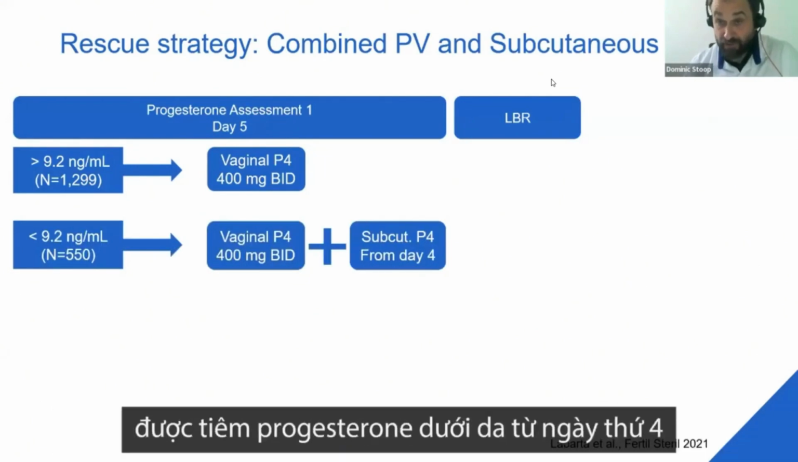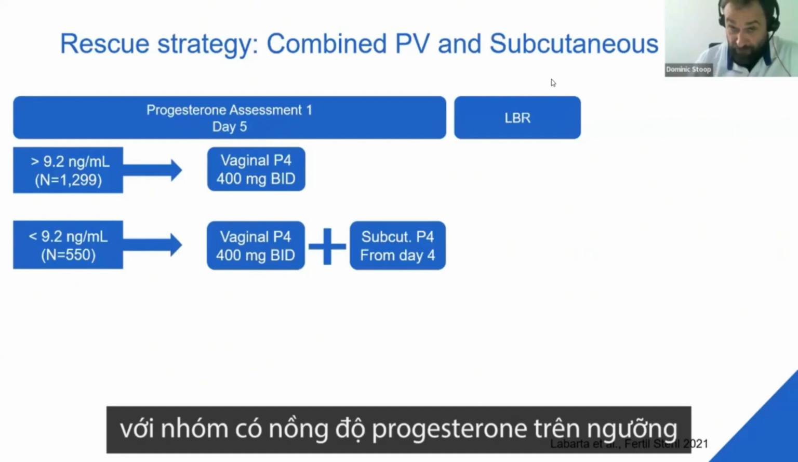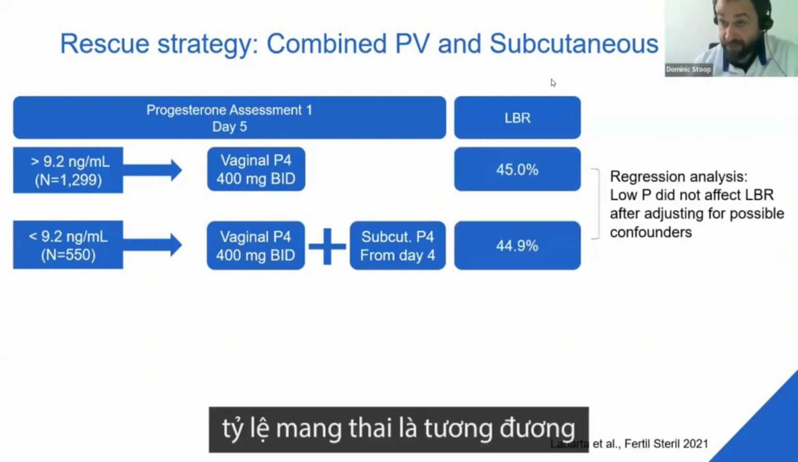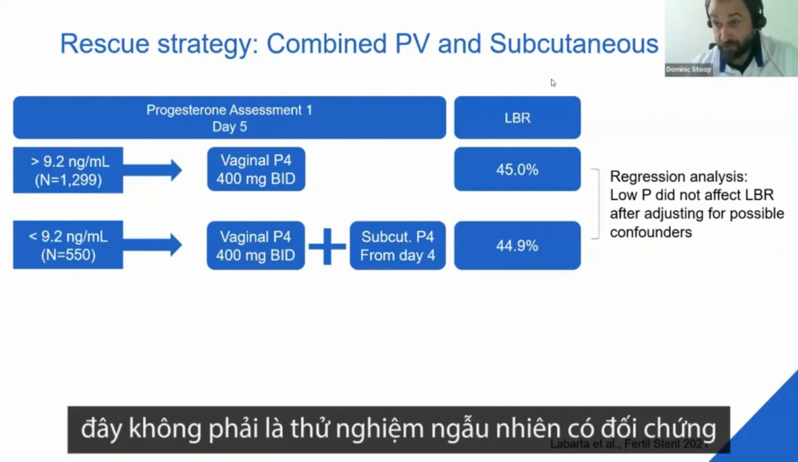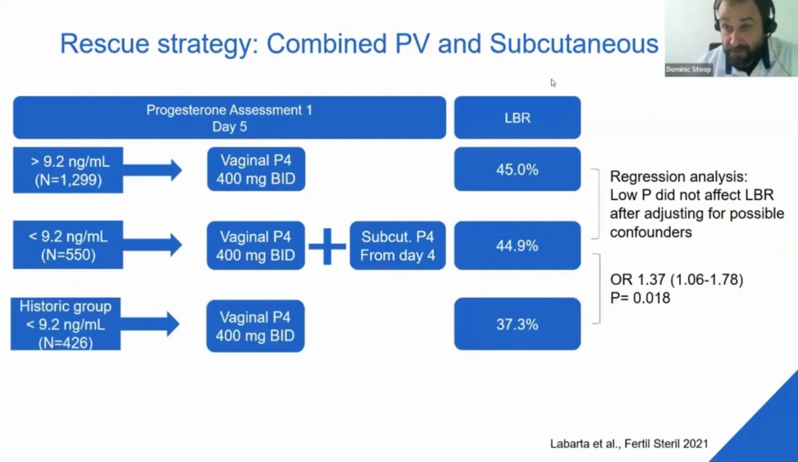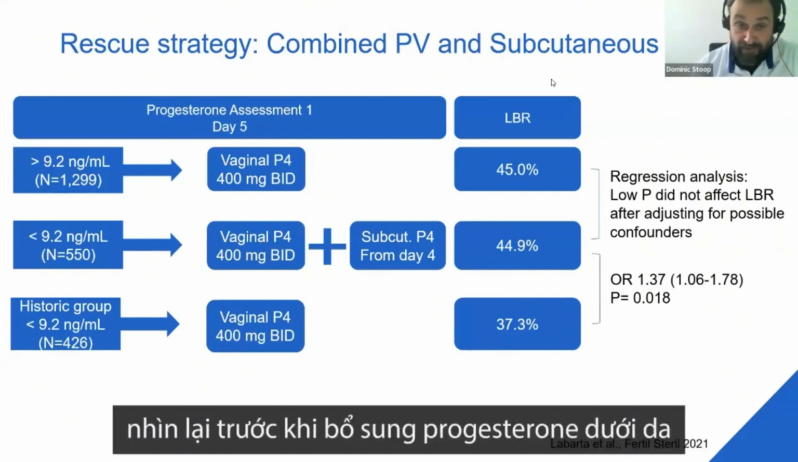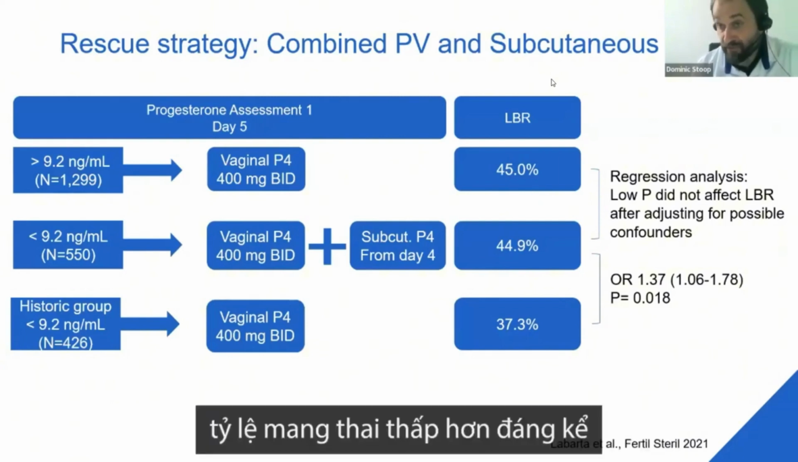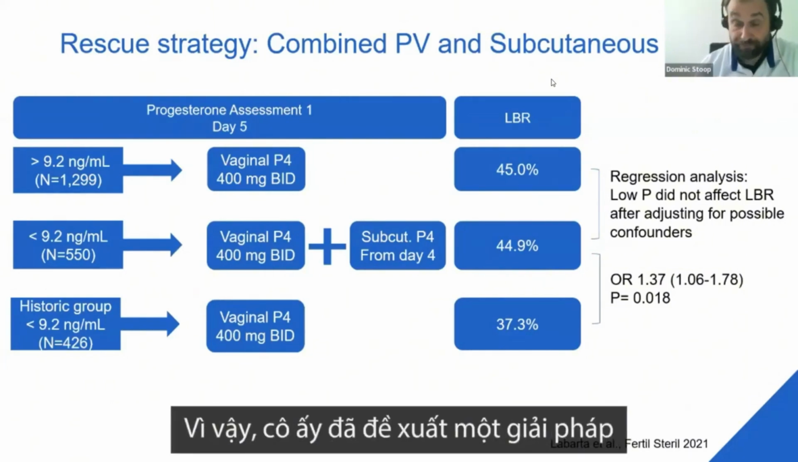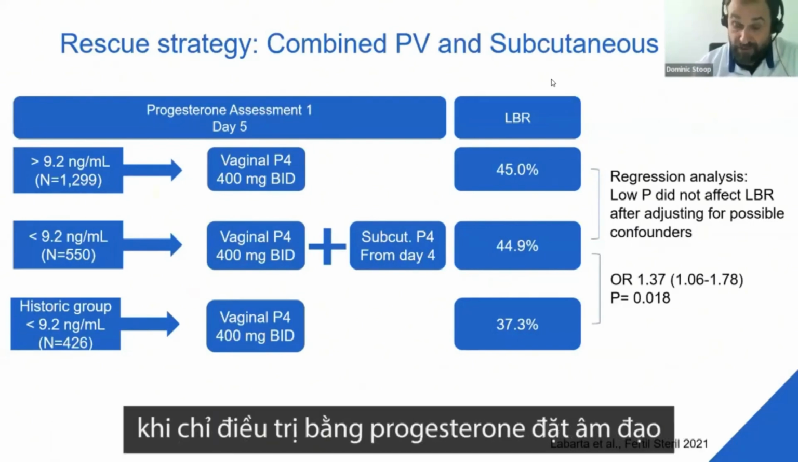These patients were given subcutaneous progesterone from day 4 in case they had progesterone levels under the threshold she identified. And then pregnancy rates were the same. Of course, this was not a randomized controlled trial and could be criticized for that, but there's historical data she had from her same clinic, similar population, and then corrected for all potential confounding variables, and then looking back before these additional injections, pregnancy rates were significantly lower. So in a way, she suggested a solution for those with too low progesterone levels purely based on vaginal progesterone.